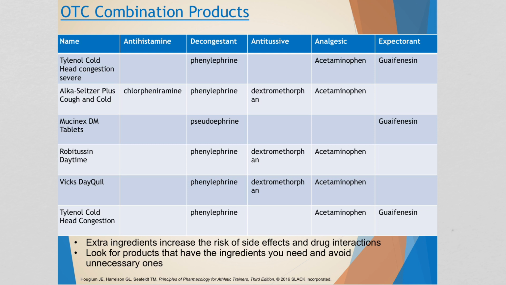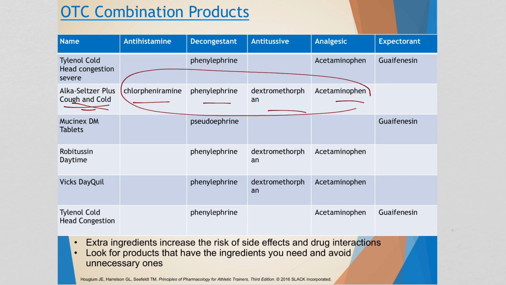Now, the concern with some of these over-the-counter combination products is that as we increase the number of drugs in a given single dose, we also increase the risk for drug interactions, right? So even though our Alka-Seltzer Cold Plus is a great drug to have, it has 4 different types of drugs, all of which may cause some type of interaction, which may cause some type of adverse effect in our patient. So we have to keep that in mind as well.